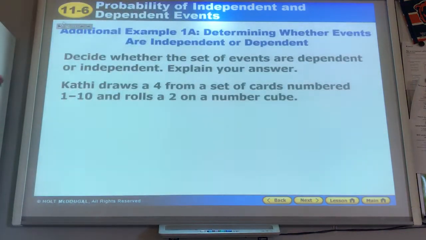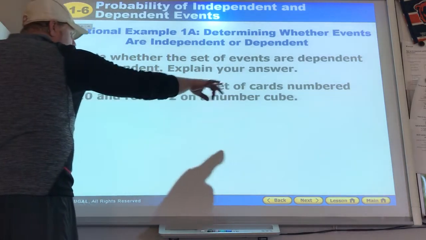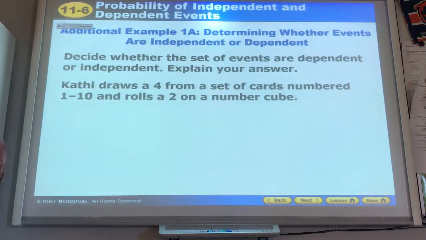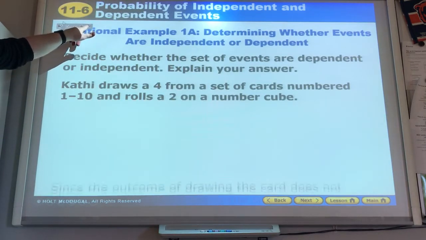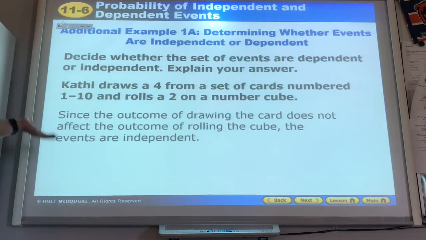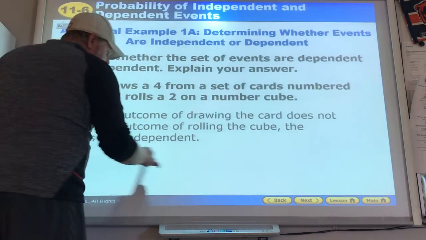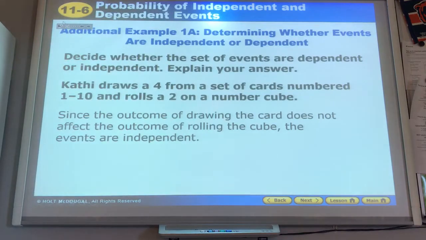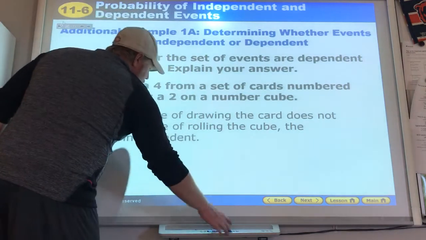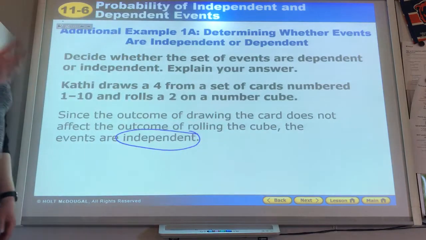All right. So, decide whether the set of events are dependent or independent. Explain your answer. Kathy draws a 4 from a set of cards numbered 1 to 10 and rolls a 2 on a numbered dice. Does rolling the 2 depend on choosing the cards, or choosing the cards depend on rolling the 2? Neither do, so these do not depend on one another, and they are independent events. Drawing that card has no effect on rolling that dice, so they're independent.